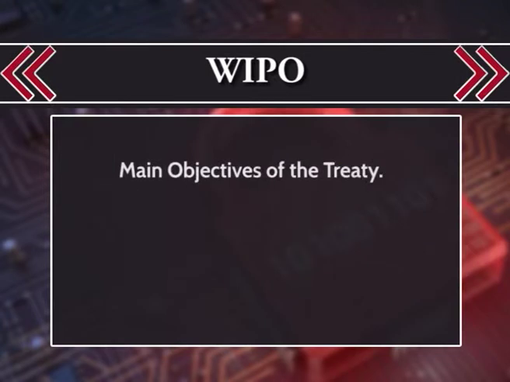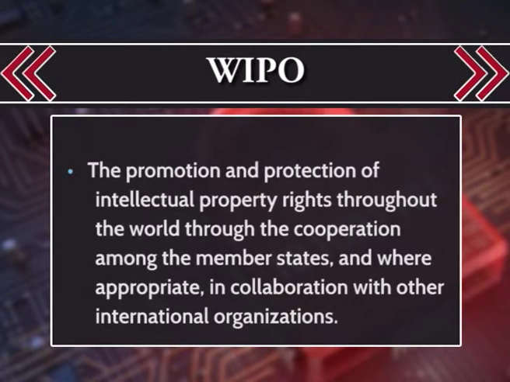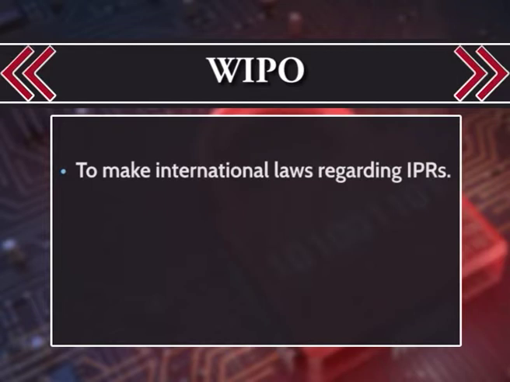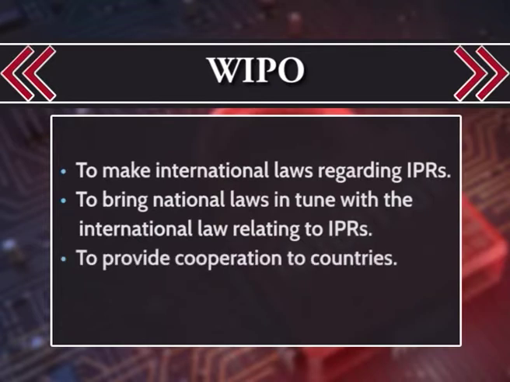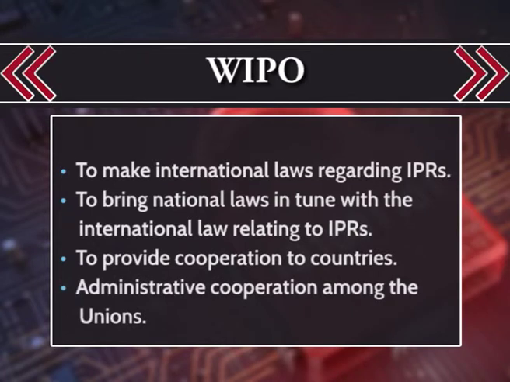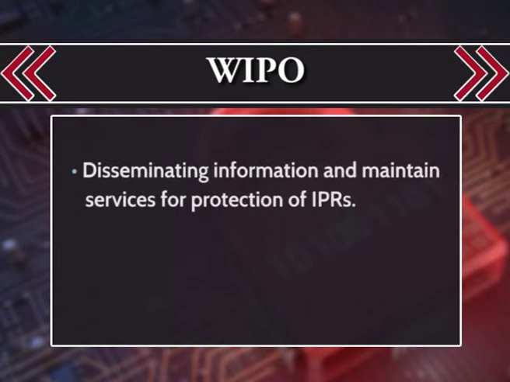There are some main objectives of this treaty: the promotion and protection of intellectual property rights throughout the world through cooperation among the member states and, where appropriate, in collaboration with other international organizations; to make international law regarding IPRs; to bring national laws in tune with the international law relating to IPRs; to provide cooperation to the countries, administrative cooperation among the unions; disseminating information and maintaining services for the protection of IPRs.